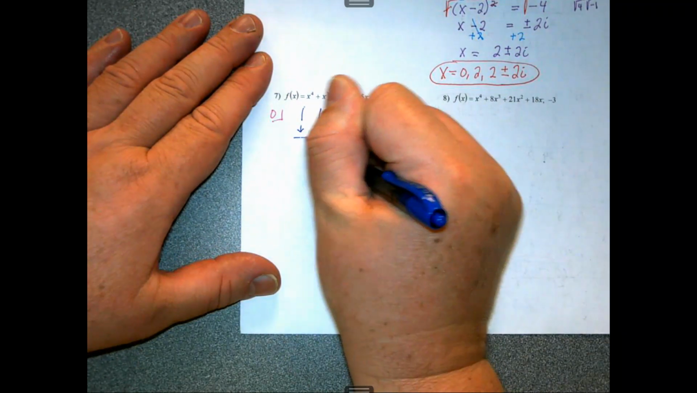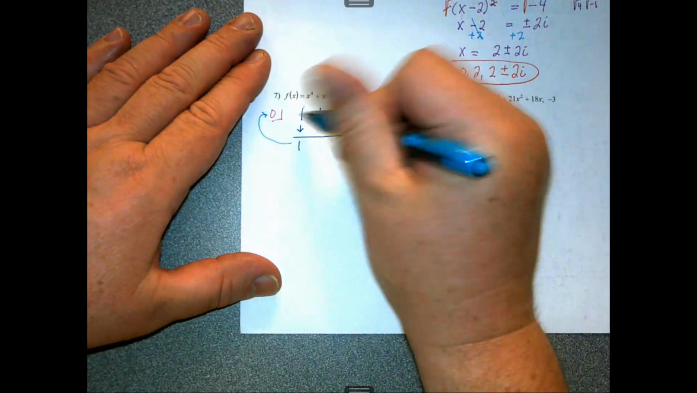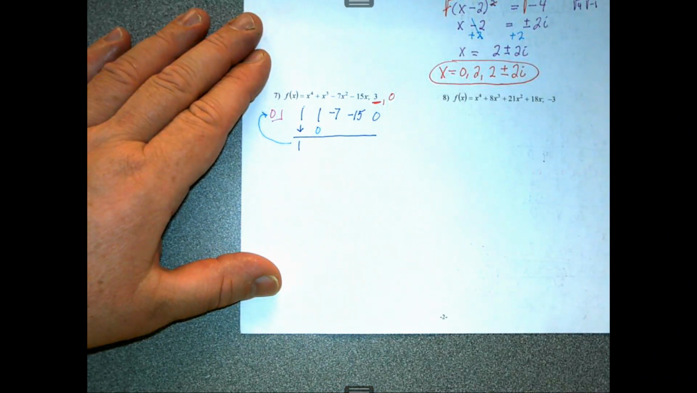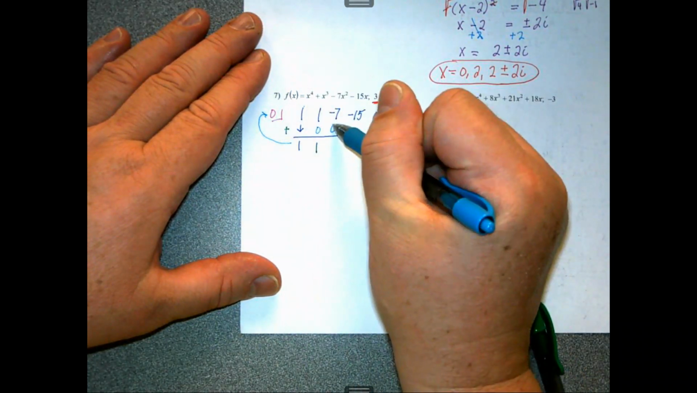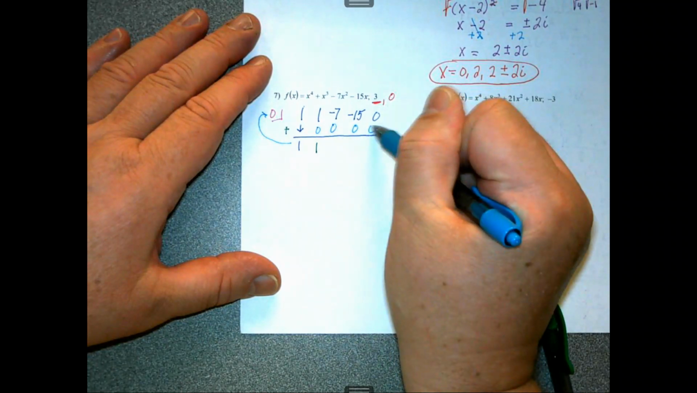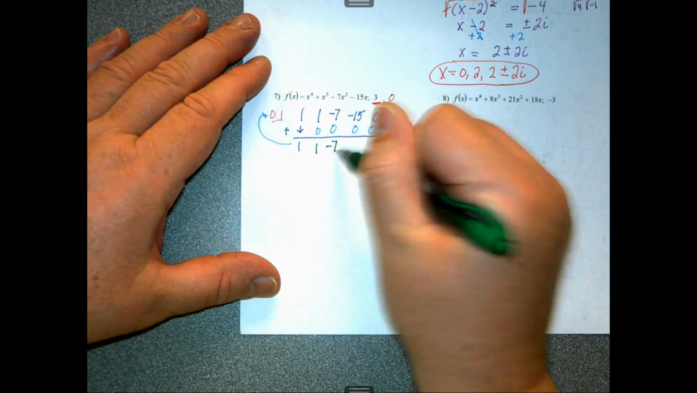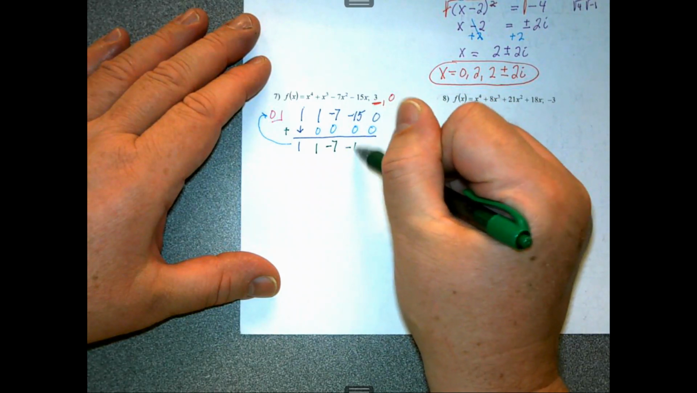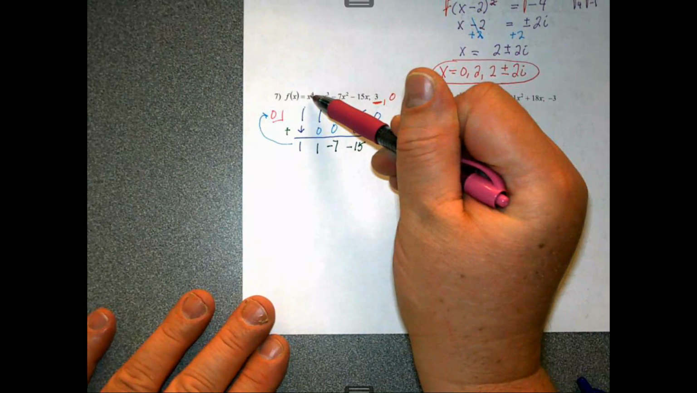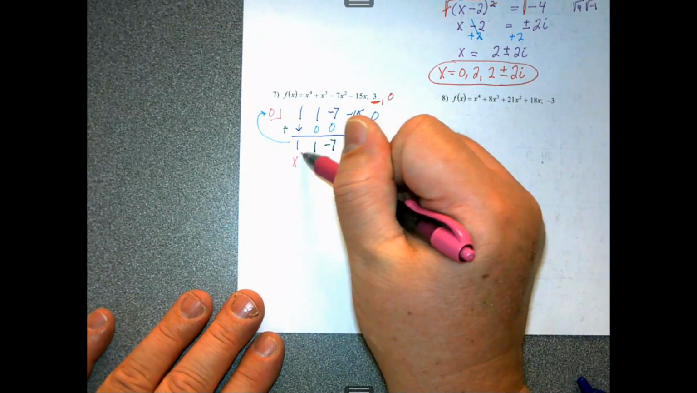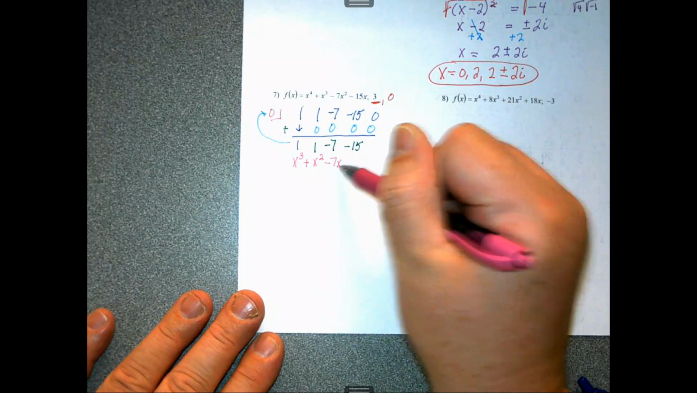Bring down the 1. 1 times 0 is 0. 1 plus 0, 1. Times 0 is 0. In fact, no matter what I get down here, these are all going to be 0. Negative 7 plus 0, negative 7. Negative 15 plus 0, negative 15, and that is just 0. So I'm down to, let's see, it started with x to the 4th, so this is 1x cubed plus 1x squared minus 7x minus 15.